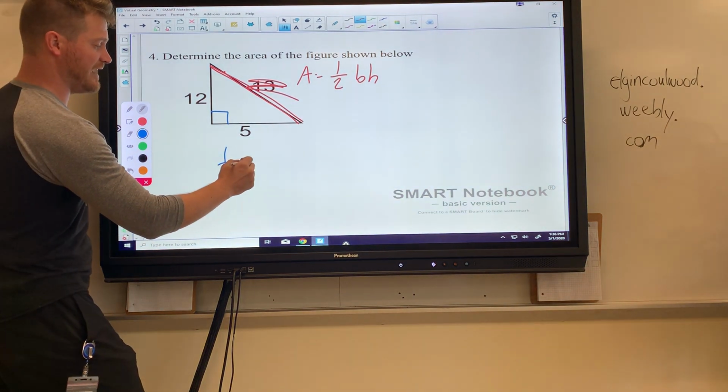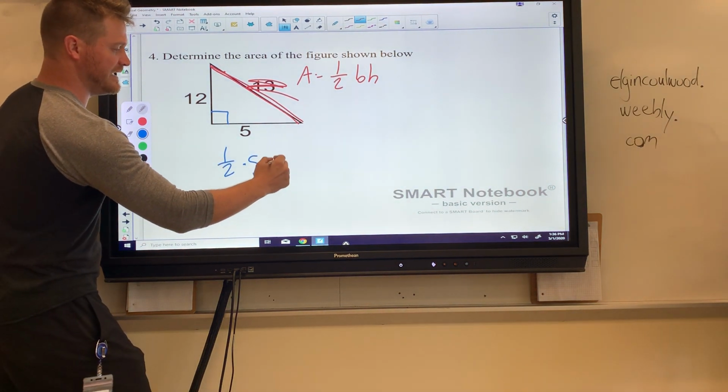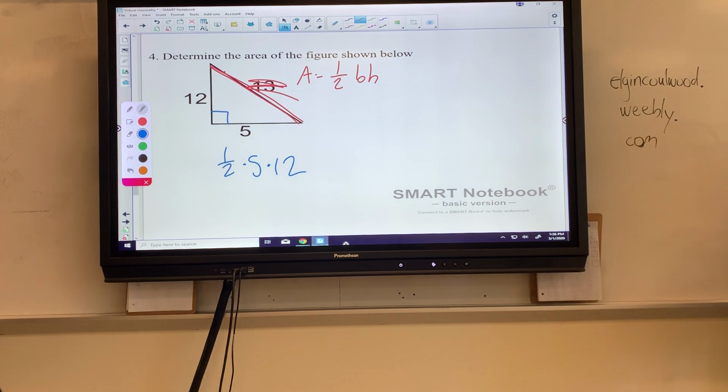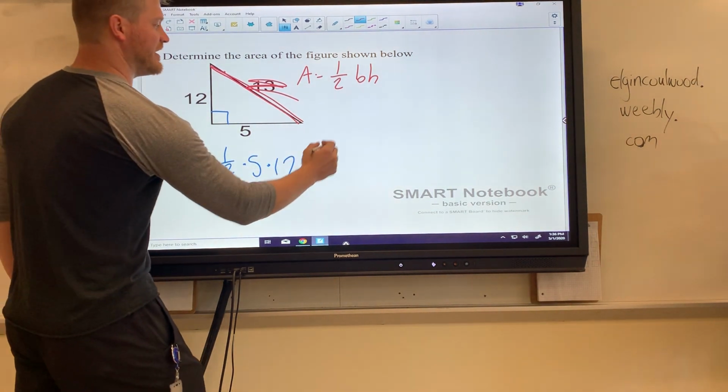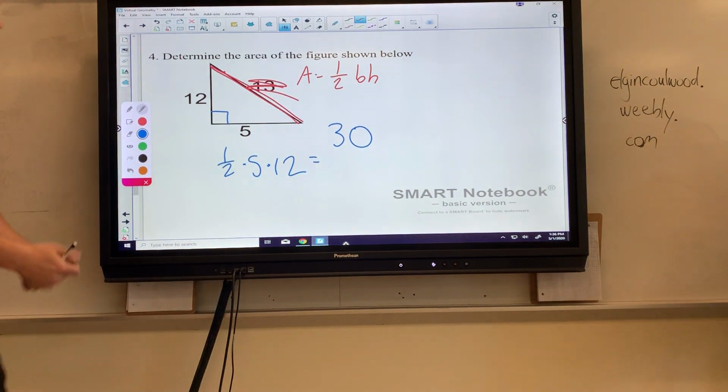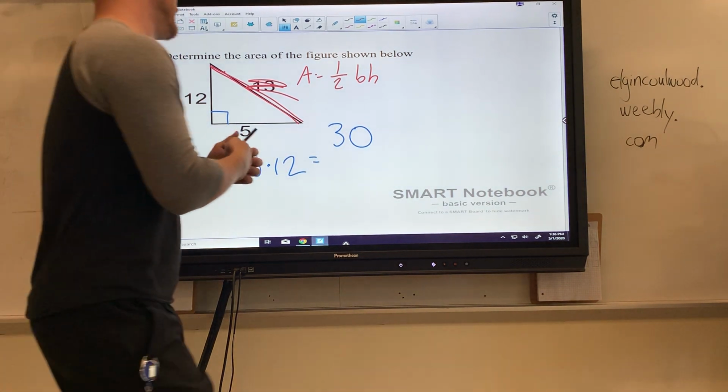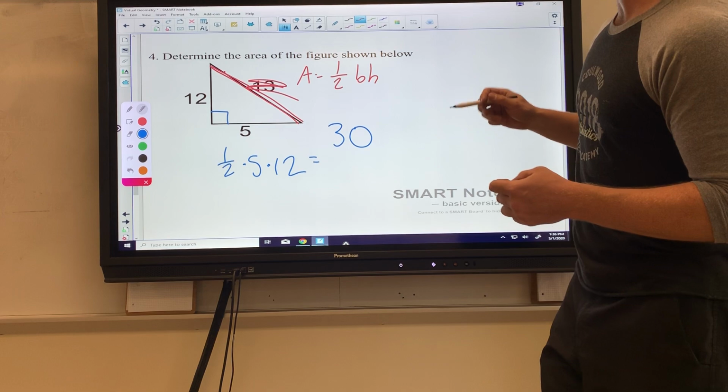So we have 1/2 times 5 times 12. Well, 5 times 12 is 60. And you take half of that. So your area should have been 30. Type in your calculator, 1/2 times 5 times 12. You do in fact get 30.